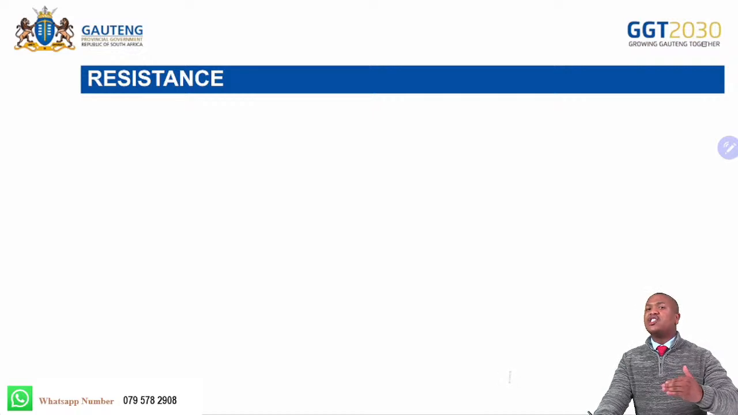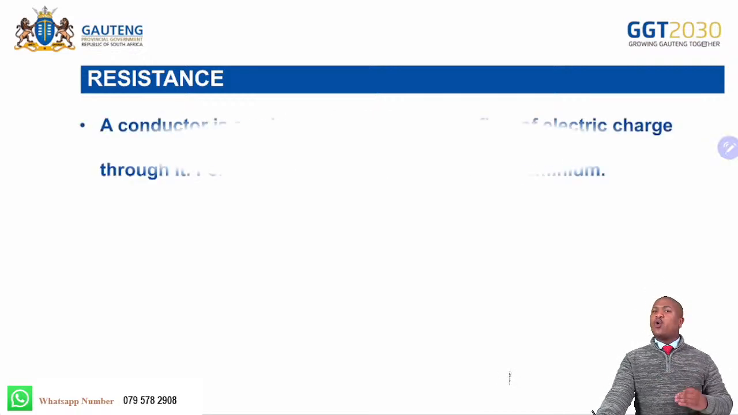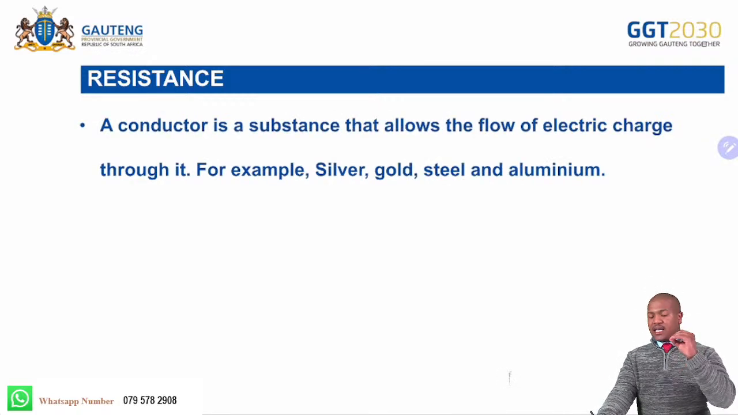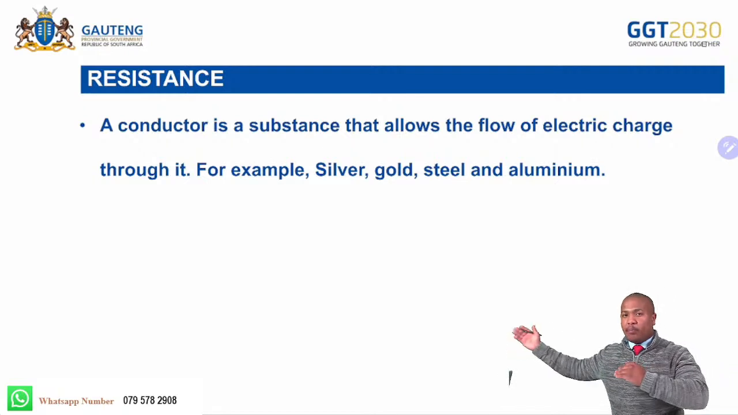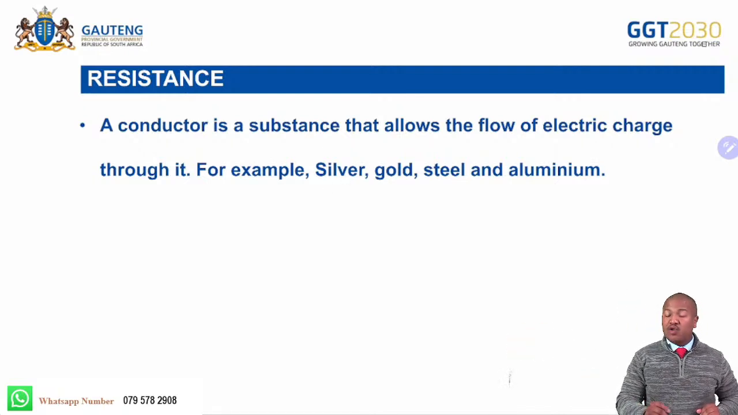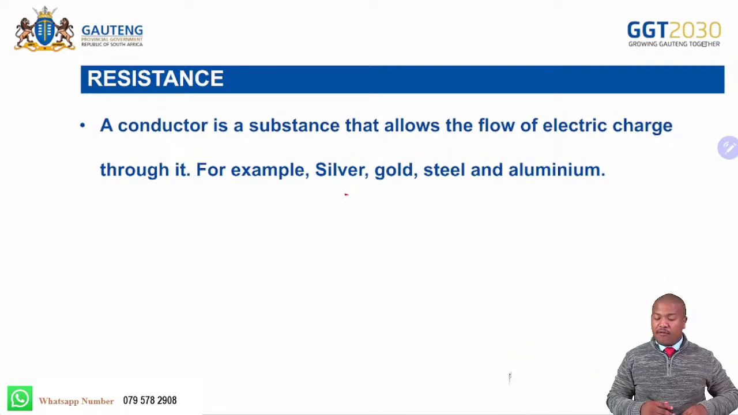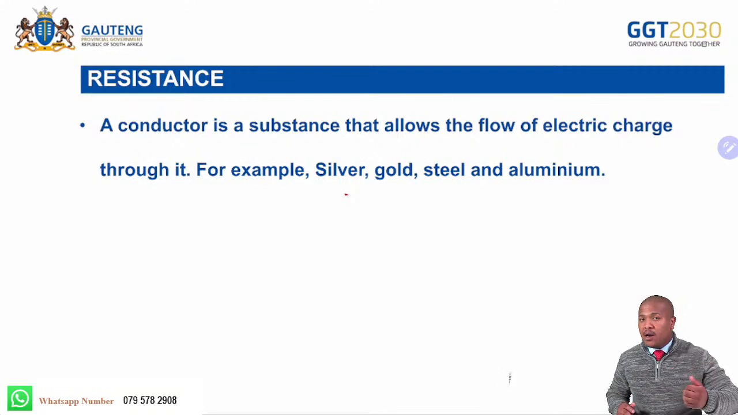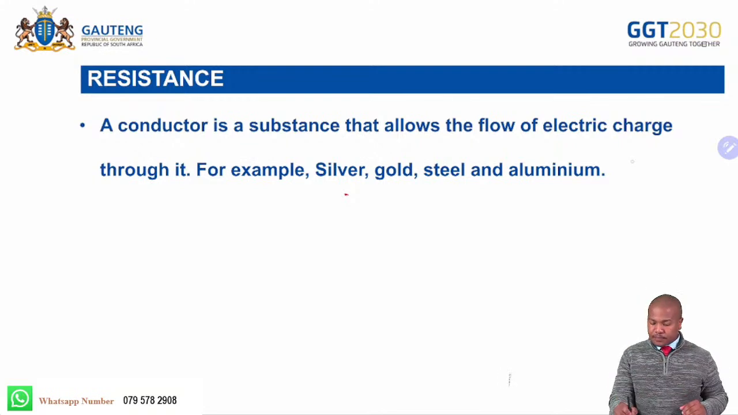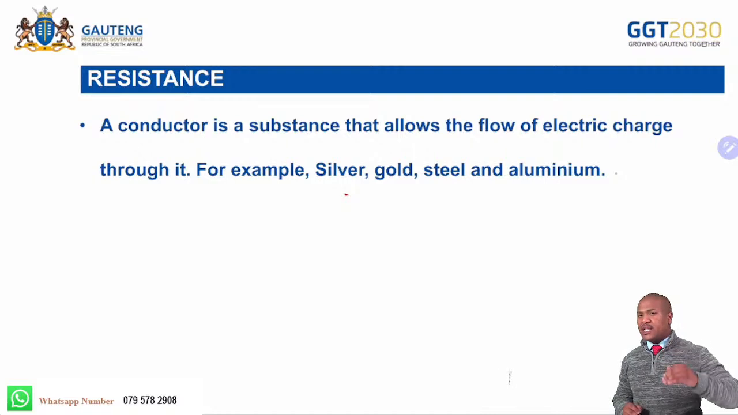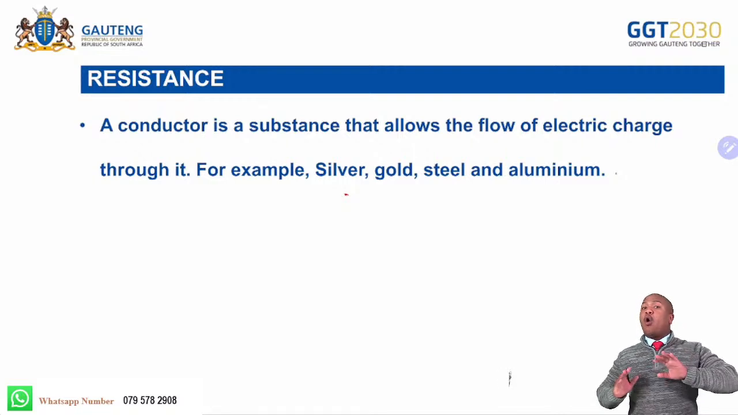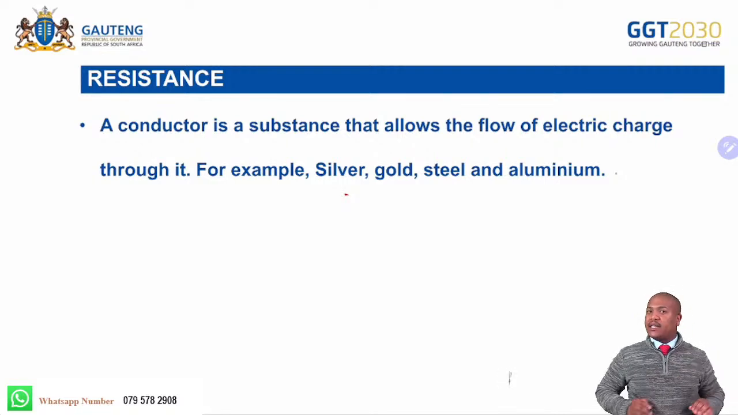But before we get into resistance, we need to highlight that a conductor is a substance that allows the flow of electric charge, right? It allows the electricity to pass through. And we have examples of conductors such as silver, gold, steel, and aluminium, right? All those substances, they allow electricity easily to pass through, right? So now, what is resistance? Resistance is opposing the flow of current now, right?